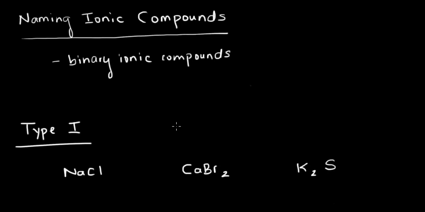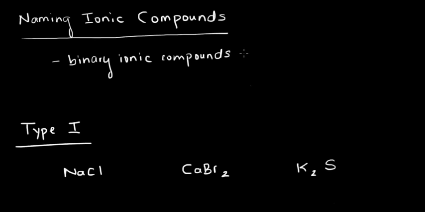Alrighty, welcome to the first of two videos that I'm going to do on naming things in chemistry. And today we're going to talk about naming ionic compounds. When we talk about naming ionic compounds, we're really referring just to binary ionic compounds. And what are binary ionic compounds?